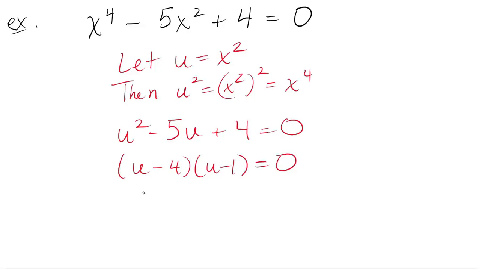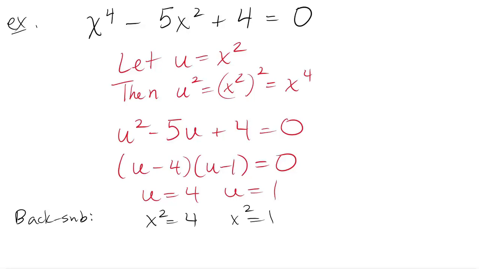So I would solve these. We've done this enough. I'm just going to jump to the solutions. u equals 4 and u equals 1 are the solutions in terms of u. But remember, we weren't solving for u, we were solving for x. So now we back substitute. I know that u is equal to x squared, so this is x squared equals 4. And I know that u is equal to x squared here as well, so this is x squared equals 1.